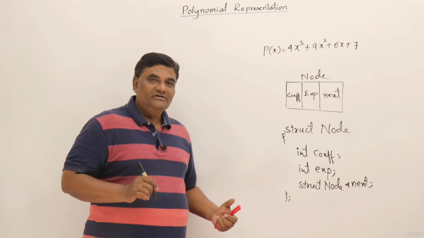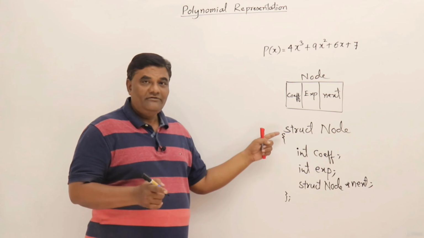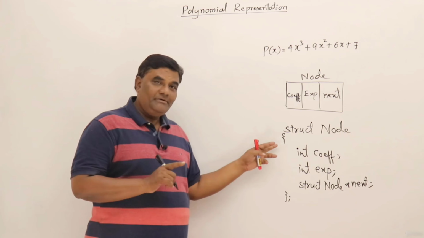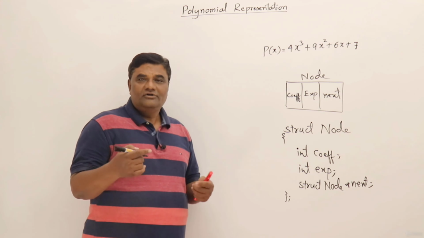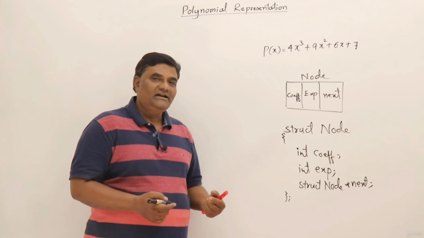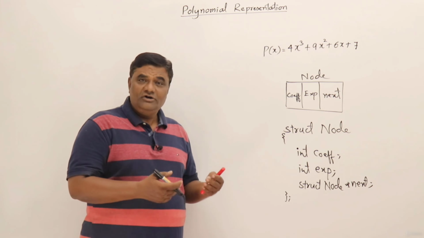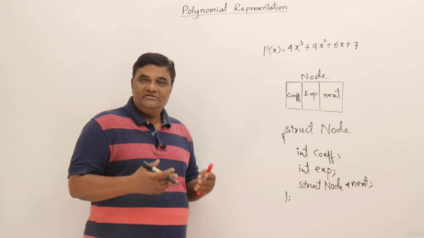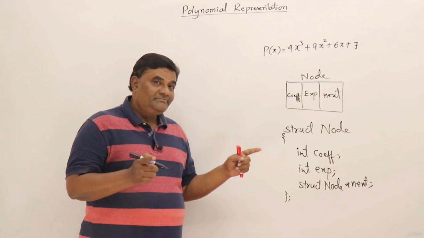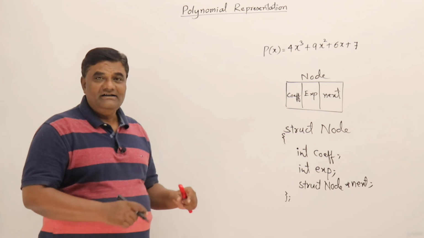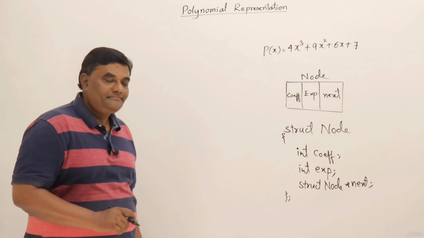Now one more thing you can observe: this is a node of a linked list and it has three members, coefficient, exponent, and a pointer. So far, in whatever linked lists we have studied, we were taking only one value. But based on the requirement, a node can have any number of data members. So now let me represent this polynomial as a linked list.